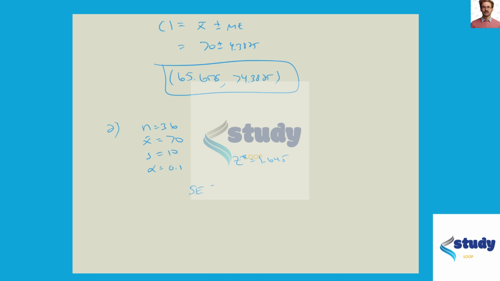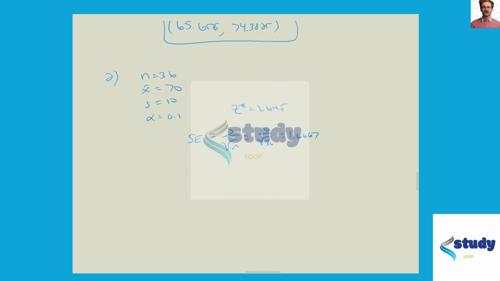So the standard error, which is equal to, again, s over the square root of n, is going to be 10 over the square root of 36. That's 10 over 6, or 1.6667. And the margin of error is going to be the critical z times the standard error, so that's going to be 1.645 times 1.6667, and that's 2.7417.